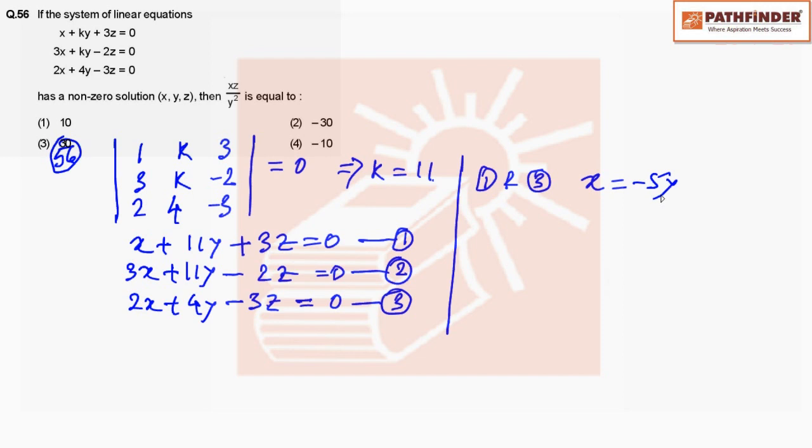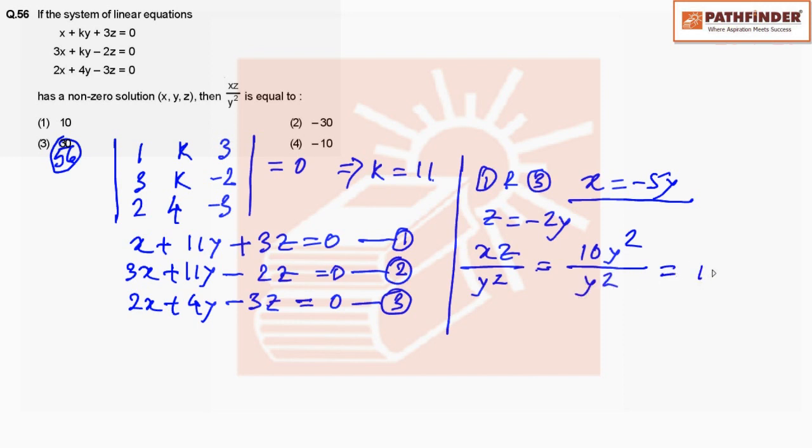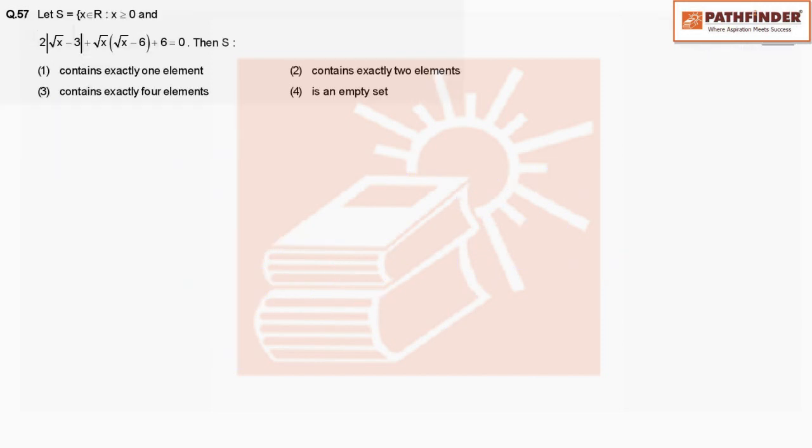And similarly, if we put x equal to minus 5y in equation number 1, we are getting z equal to minus 2y. Now everything has been converted in terms of y. So xz by y square will be 10y square by y square, equal to 10. So the answer is option 1.